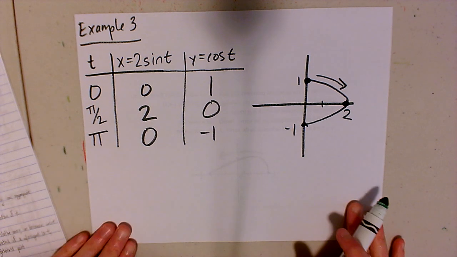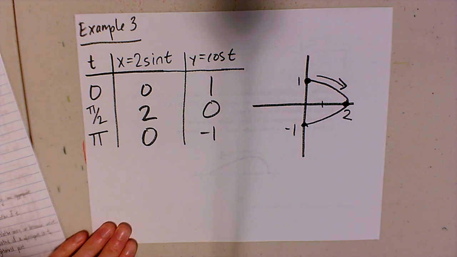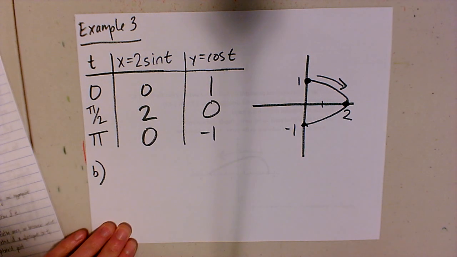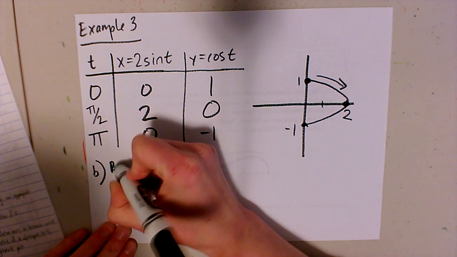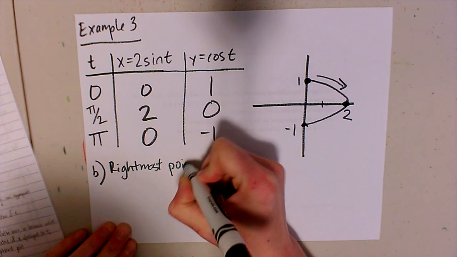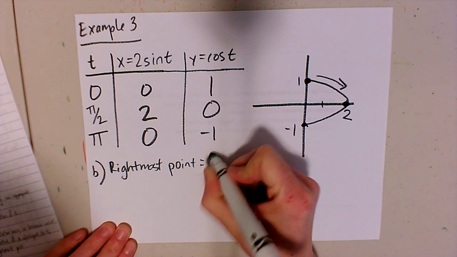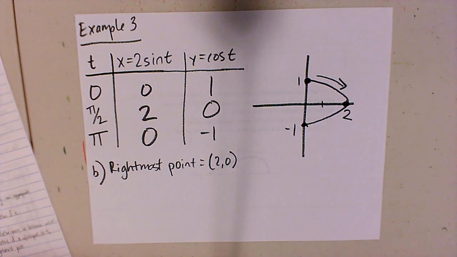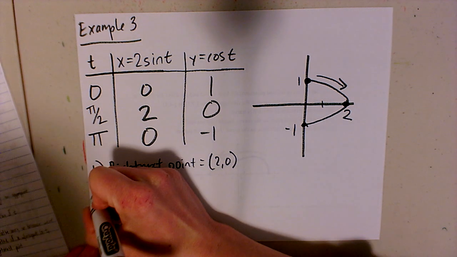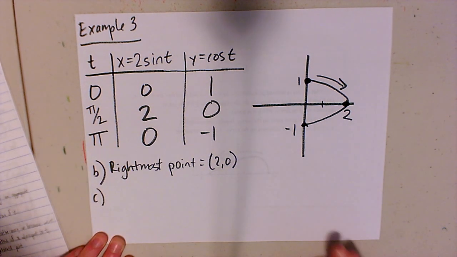Now for part B, we want to find the rightmost point. Okay, well for part B, it's easy to see that the rightmost point, we can just identify it from our graph, and that's going to be 2, comma 0. So we can just get that one from looking at the graph. But then to use the calculus with this, we want to prove that with our derivative.